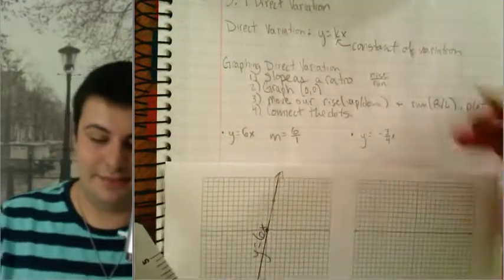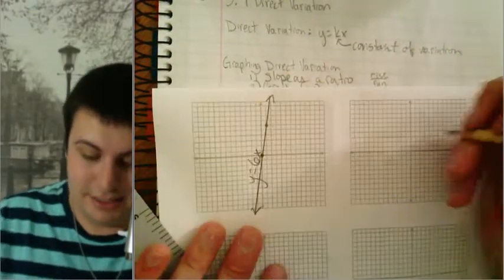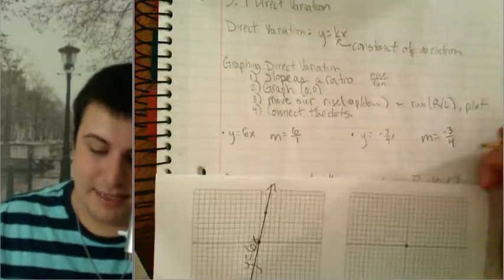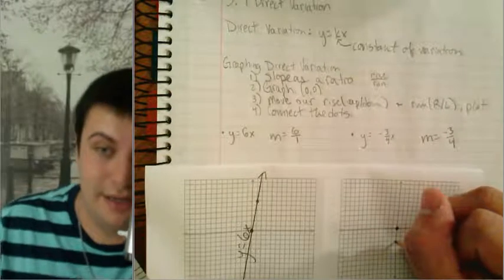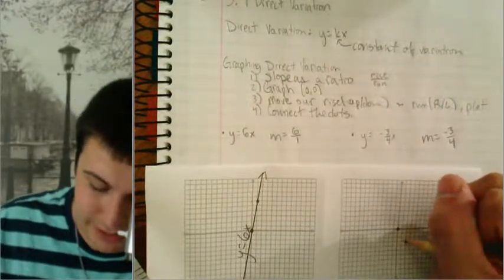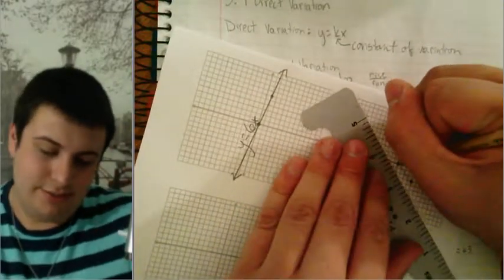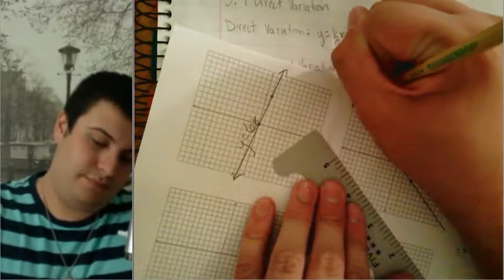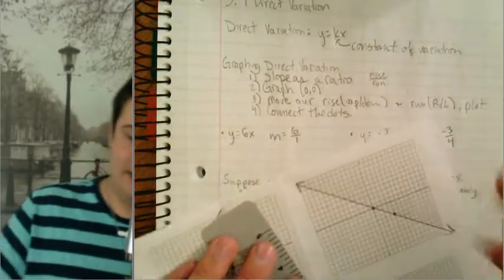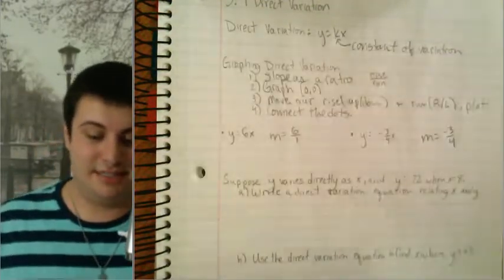Let's look at this. y equals negative 3/4 x. The slope as a ratio is already negative 3 to 4. So I'm going to plot the origin, and I'm going to move negative 3 as my rise. So I'm going to fall 1, 2, 3, and run 4: 1, 2, 3, 4. There's that point. I'm going to connect the dots with a nice big line and label this as y equals negative 3/4 x. So there's graphing direct variations.